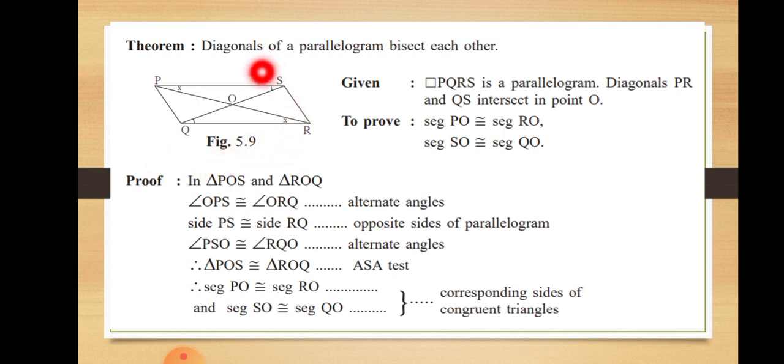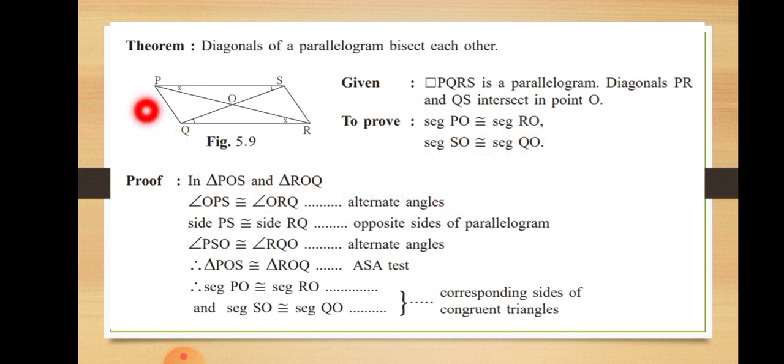So according to this diagram, PQRS is the quadrilateral, that is, the parallelogram is given. PQRS is a parallelogram. Diagonals PR and QS intersect at point O. These are the given things. Now here what we have to show: bisect each other means what? The parts must be equal, congruent. Therefore segment PO is congruent with segment RO, and segment SO is congruent with segment OQ, that we have to show.